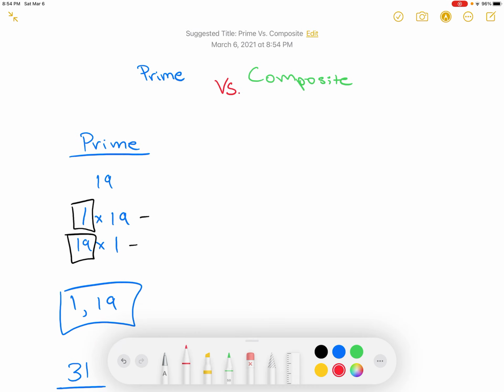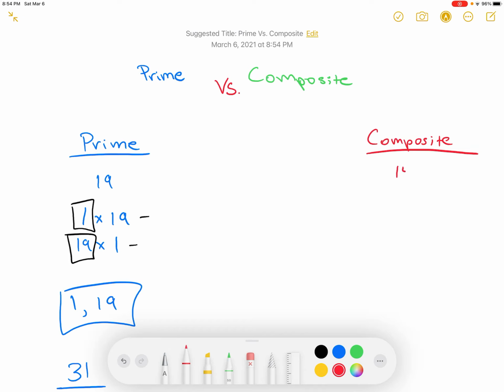Now that's different from a composite number. A composite number is mostly going to be even numbers or numbers that end in 0 or 2, something like that. These are numbers that have multiple factors.